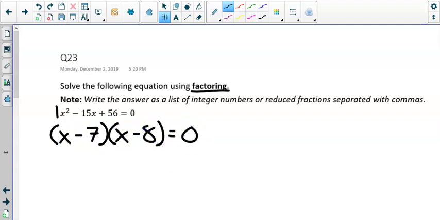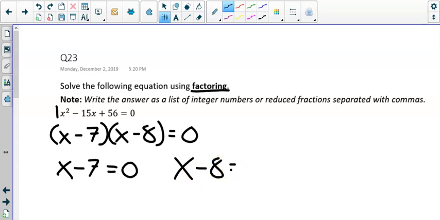And now that it's factored, what am I going to do with these parentheses? So yeah, set them each equal to 0. So take the X minus 7, set it equal to 0. Take the X minus 8, set it equal to 0. This is what we call our zero product rule.